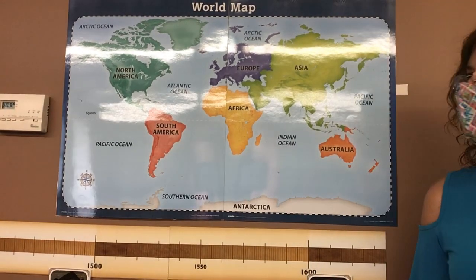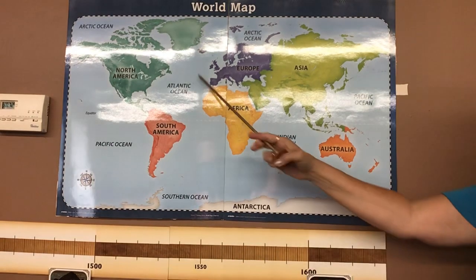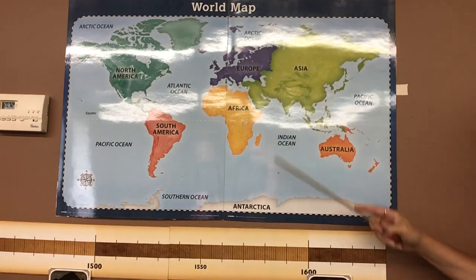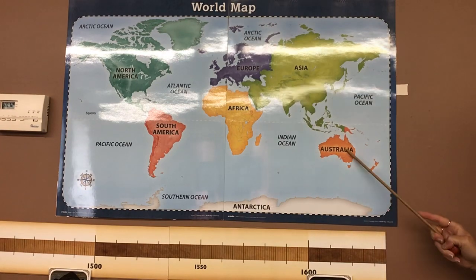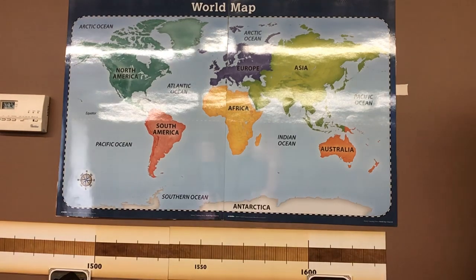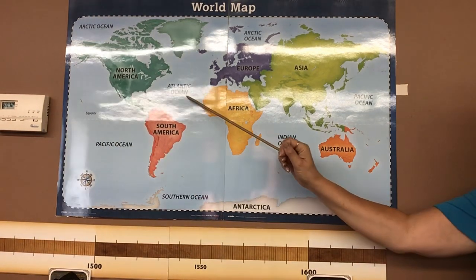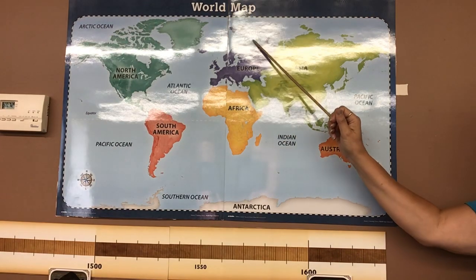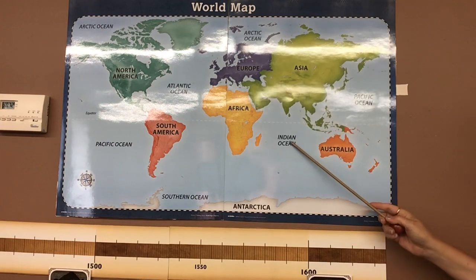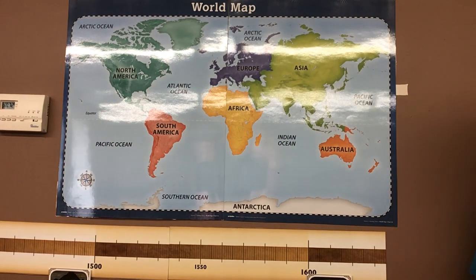Okay, the first thing we're gonna do today for history is go over our continents and our oceans. So eyes up here. North America, Europe, Asia, Antarctica, Australia, Africa, South America. Alright, now our oceans. Southern Ocean, Pacific Ocean, Atlantic Ocean, Arctic Ocean, Pacific Ocean, Indian Ocean.